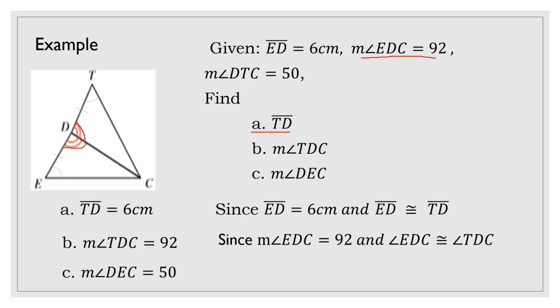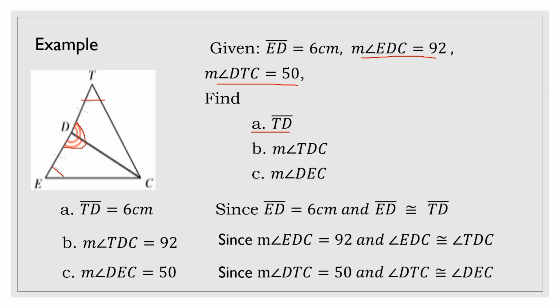And for number 3, the measurement of angle DEC is equal to 50 degrees. Why? Tingnan natin. Sa figure, makikita natin that DEC and DTC are congruent. So, if the given is DTC which is 50, then DEC is equal to 50, since the measure of angle DTC is 50 and angle DTC is congruent to angle DEC.